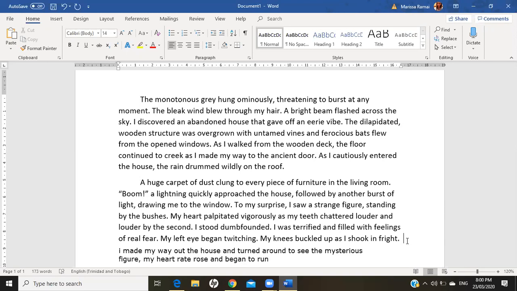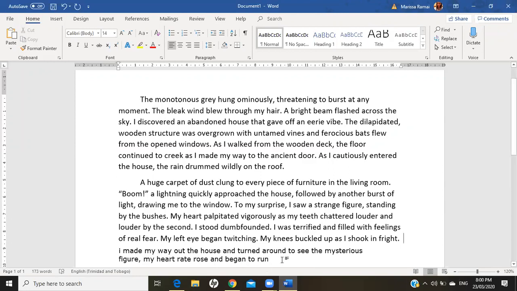Somebody added this line: "I made my way out the house and turned around to see the mysterious figure. My heart rose and began to run." This is Sanjay? Yes. I know that. You know why? The spelling. No, this common "I" at the beginning of the sentence. Oh. "My heart rose and began to run." That's personification, which is good.